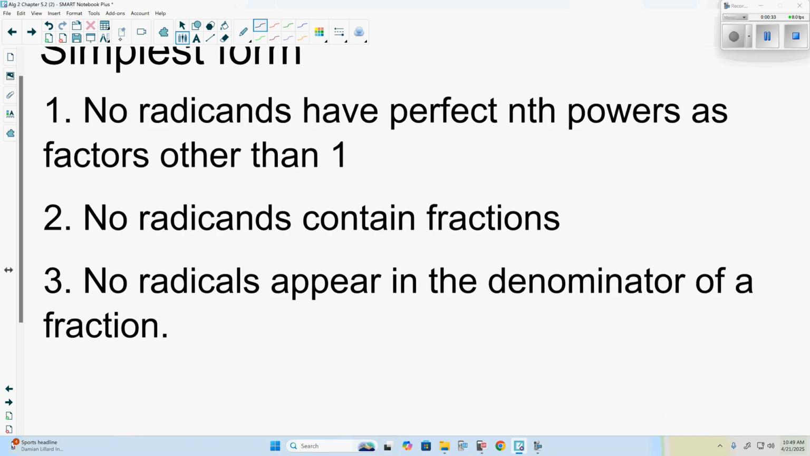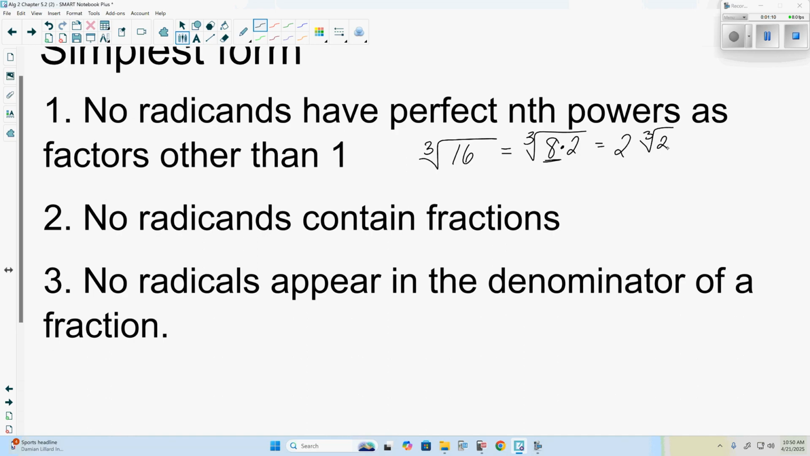Now, simplest form. We've talked about this. We had this in the last note sheet. No radicals can have perfect powers as factors other than one. It means we can't leave something that can reduce inside the radical. So if we're talking about, say, the cubed root of 16, well, 8 times 2, and the reason we have this is the cubed root of 8 is 2. If we can simplify something out of the radical, we need to simplify it out. We need to get it down in simplest terms.